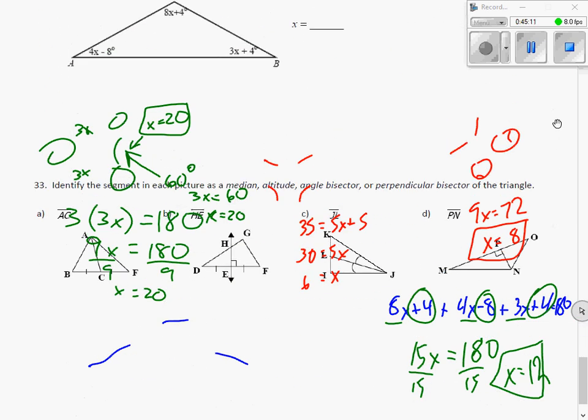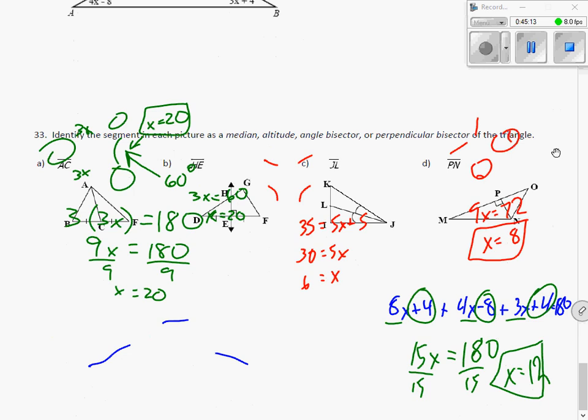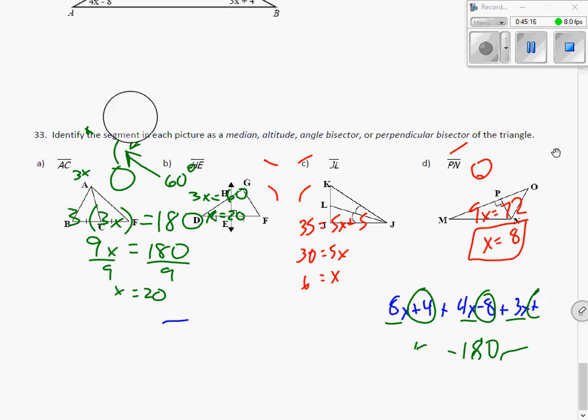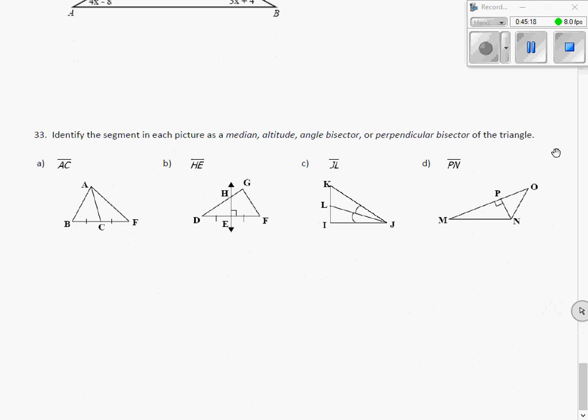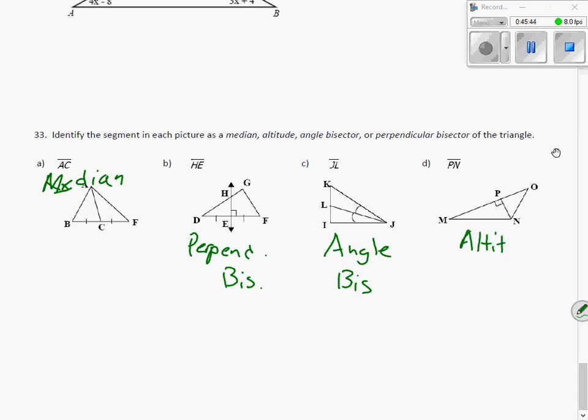Oh, what about these? We gotta do these real quick. Bell's gonna ring real quick. This is a median. This is an angle bisector. No, it's not. That's a median. This is a perpendicular bisector. This is an angle bisector. This is an altitude.